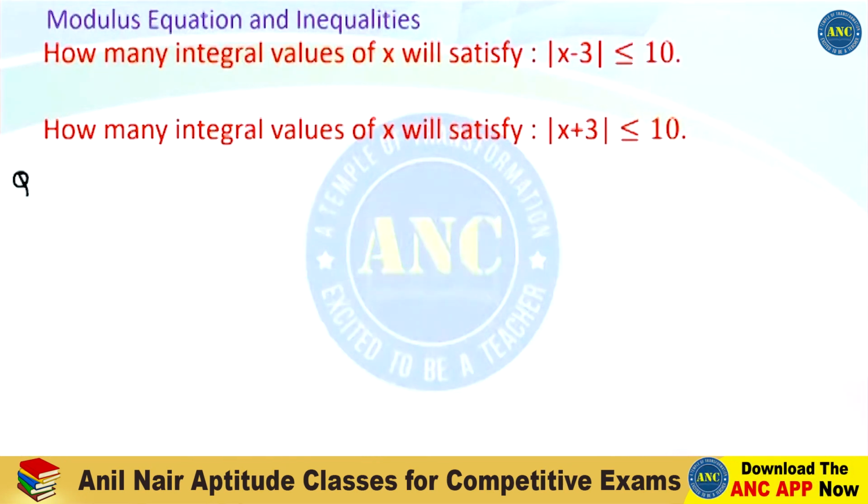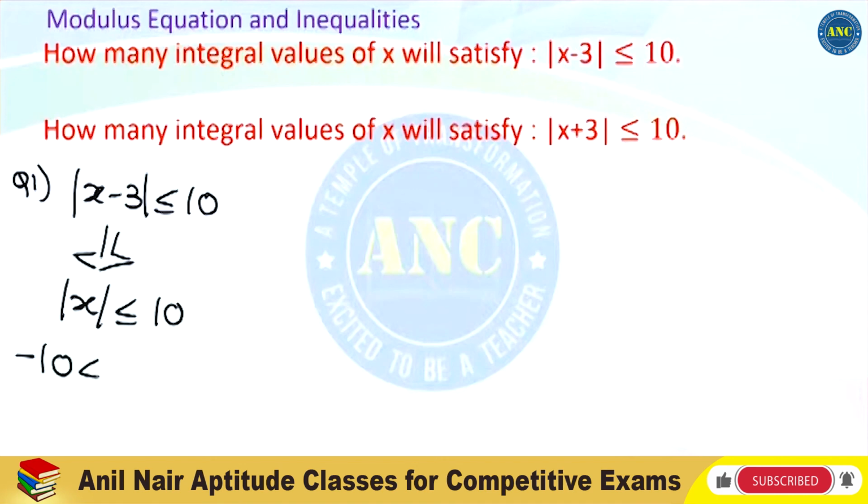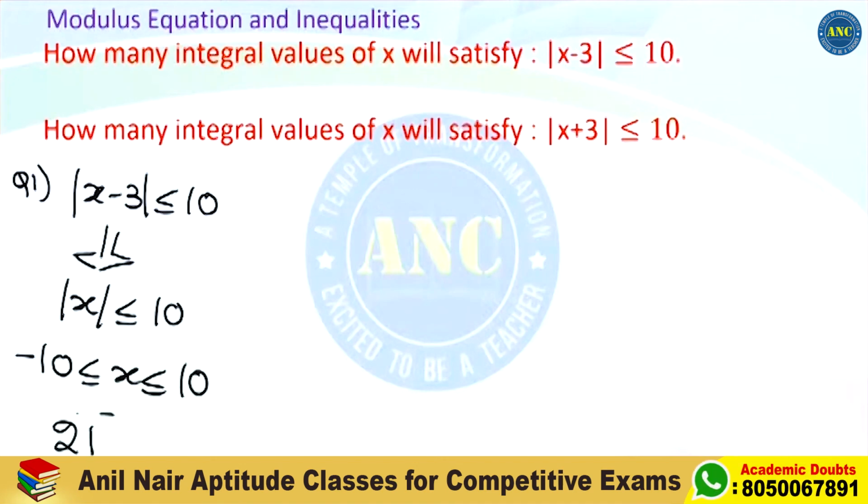First, question number 1. Mod x minus 3 less than or equivalent to 10. The number of integral points will be the same as for mod x less than or equivalent to 10, that is, minus 10 less than or equivalent to x less than or equivalent to 10. The answer is nothing but 21.